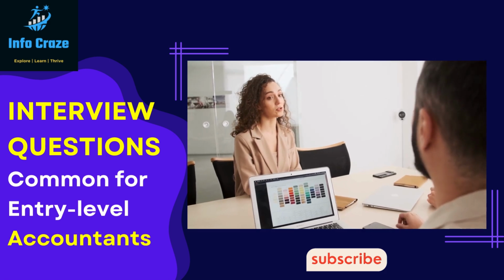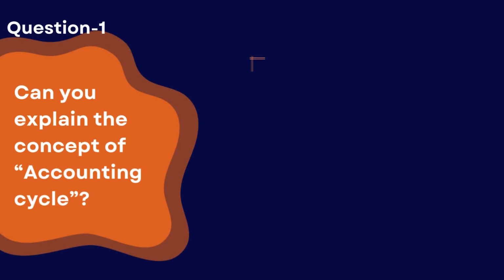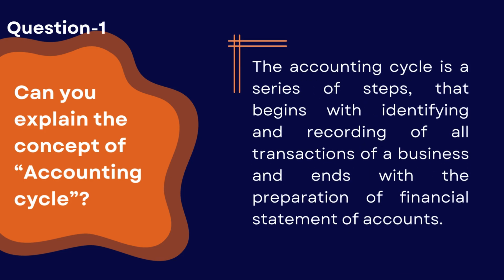Now, let's get started. Question 1. Can you explain the concept of accounting cycle? The accounting cycle is a series of steps that begins with identifying and recording of all transactions of a business and ends with the preparation of financial statement of accounts.